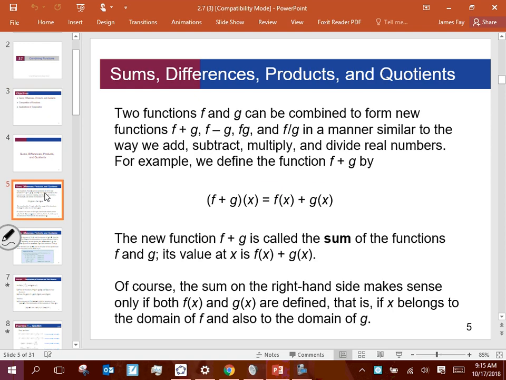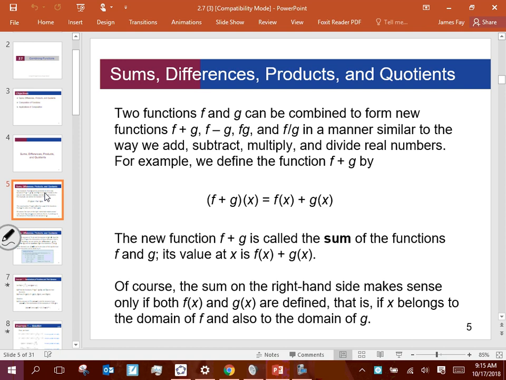Doing that first, there's something to recognize. You don't write this down. But the two functions f and g can be combined to form a new function: f plus g, f minus g, f times g, f divided by g, or g divided by f, or g minus f, in manners that are similar to how we add, subtract, multiply, and divide real numbers. But there's a notation here.